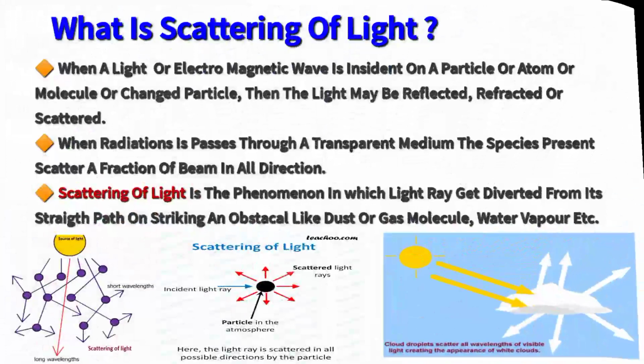When a light or electromagnetic radiation wave is incident on a particle or atom or molecule or charged particle, then the light may be refracted or scattered. When radiation passes through a transparent medium, the species present scatter a fraction of the beam in all directions. Scattering of light is the phenomenon in which a light ray gets diverted from its straight path on striking an obstacle like dust, gas molecules, water vapor, etc.